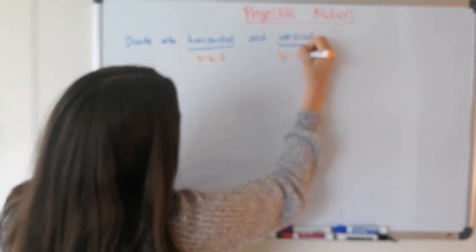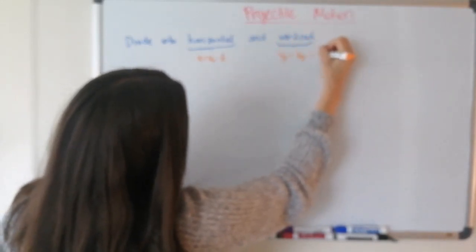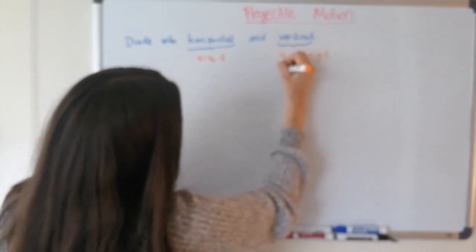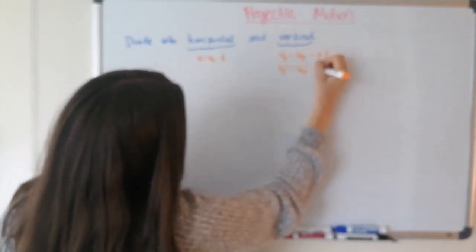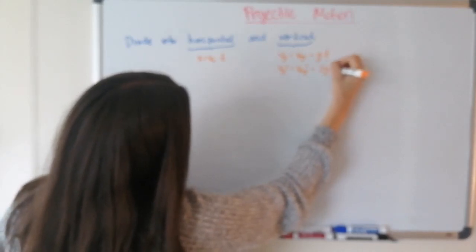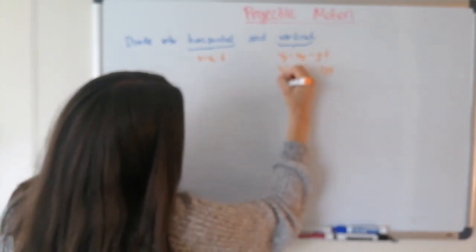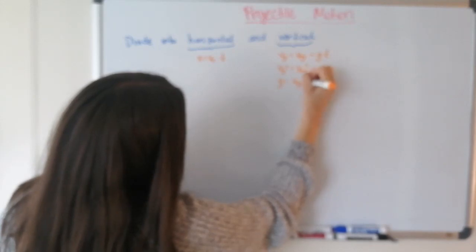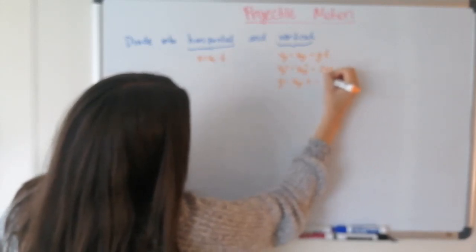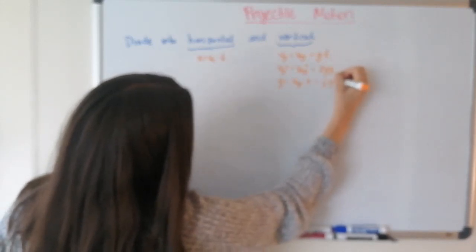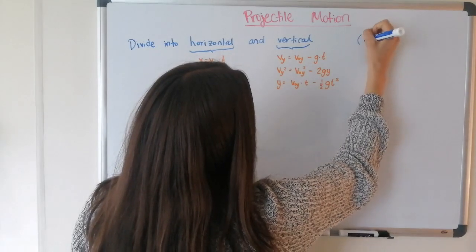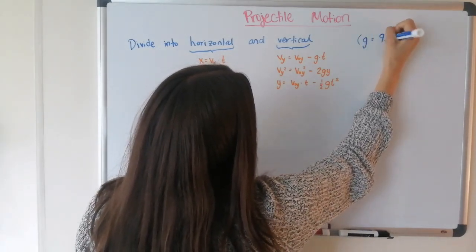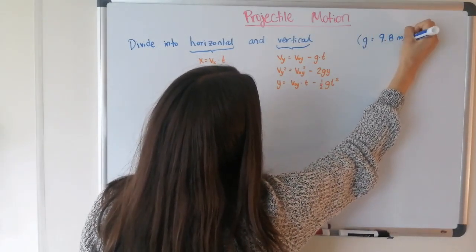Vy equals Voy minus g times t. Vy squared equals Voy squared minus 2gy. And y equals Voy times t minus 1/2 gt squared. And here we must remember that g is 9.8 positive, 9.8 meters per second squared.